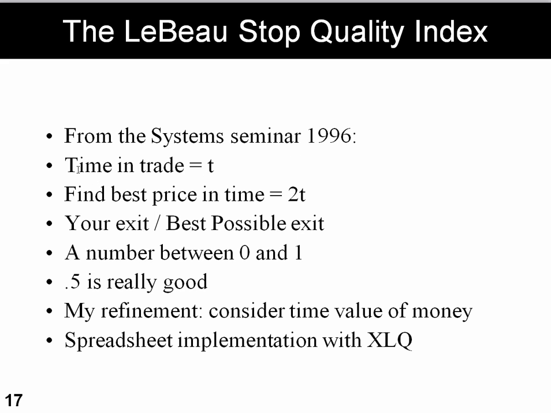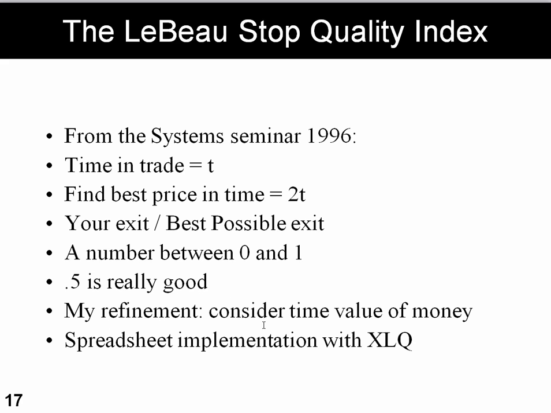We consider the time that we're in the trade as T, and then, according to Chuck, you find the best price that was available in the 2T time frame. So if you were in the trade for a week, look out 2 weeks and find the best possible price you could have gotten out at if you had perfect information, then take your exit and divide it by the best possible exit, and that will produce a number between 0 and 1. It's essentially a percentage of the optimal or perfect trade. Chuck said if you can get 0.5, you're doing awesome, and you can make a living as a professional if you're getting 0.3 of the potential move.